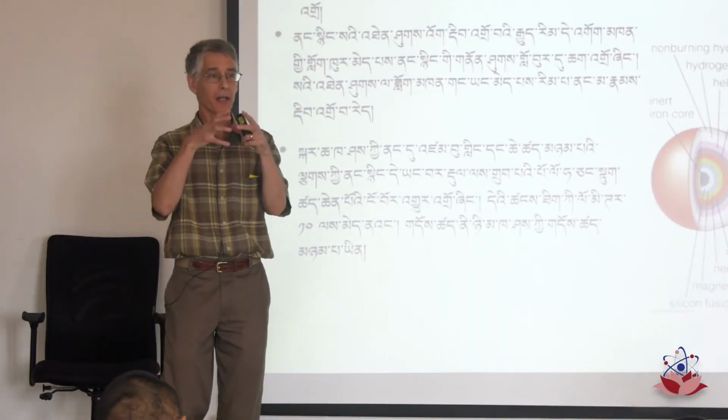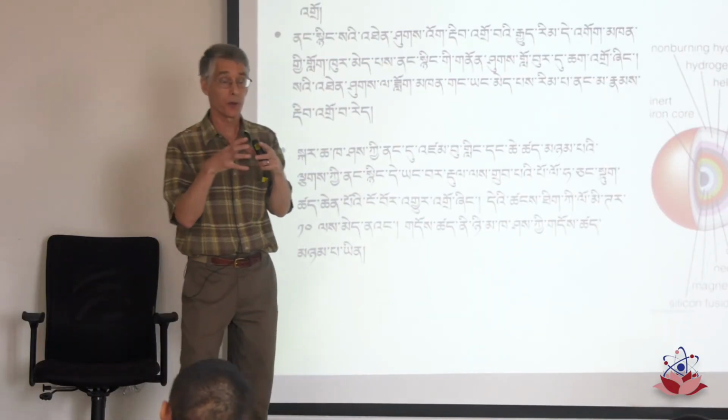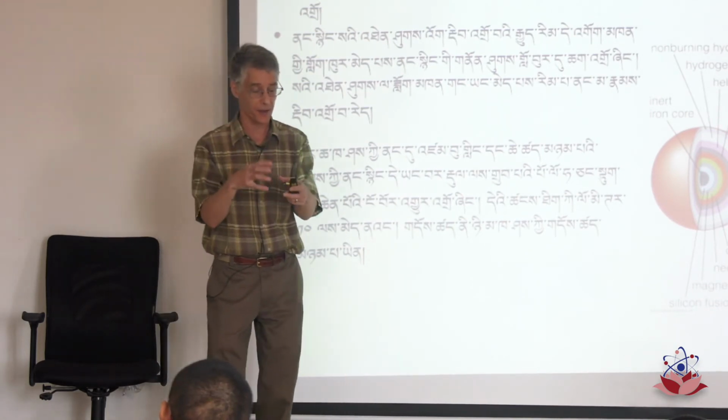So you get this very compact ball of neutrons called a neutron star at the center.